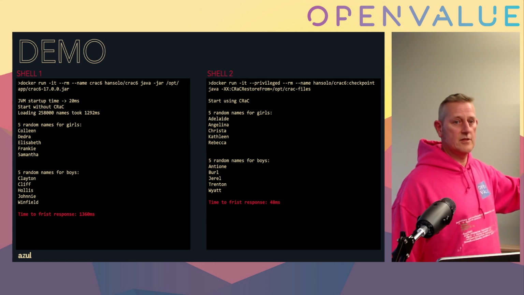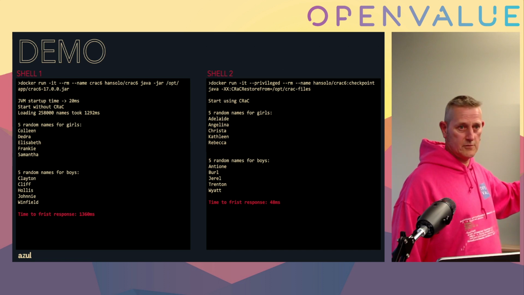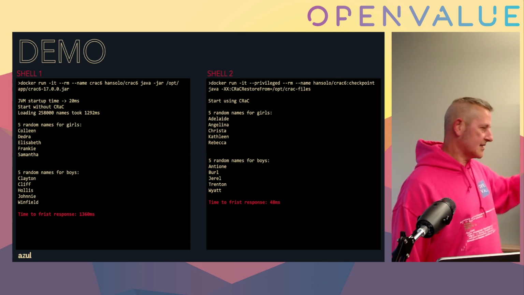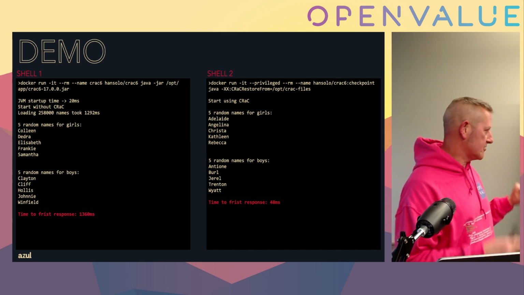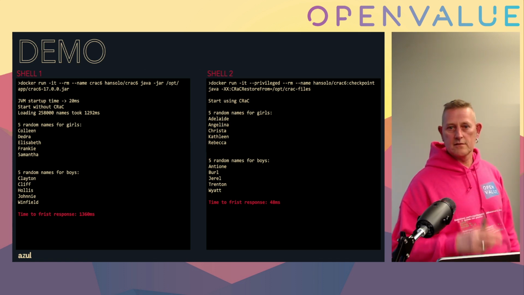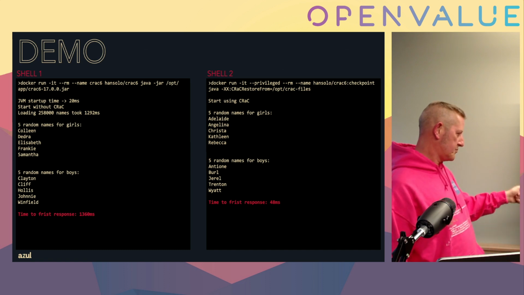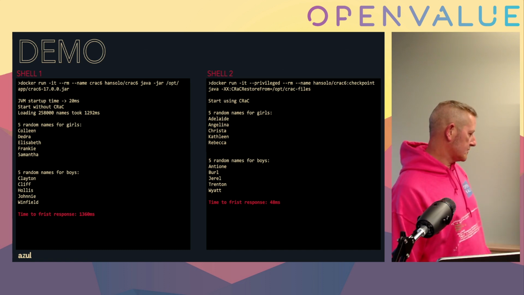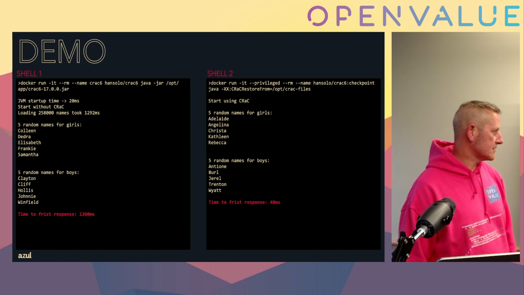That's what people say, JVM is so slow. You can measure that with an MX bean. This is really the startup time of the plain JVM. It's just fast. And then loading the files took 1.3 seconds in this case. And then it spits out the 5 names for girls and boys, right? The whole time was 1.3 seconds.